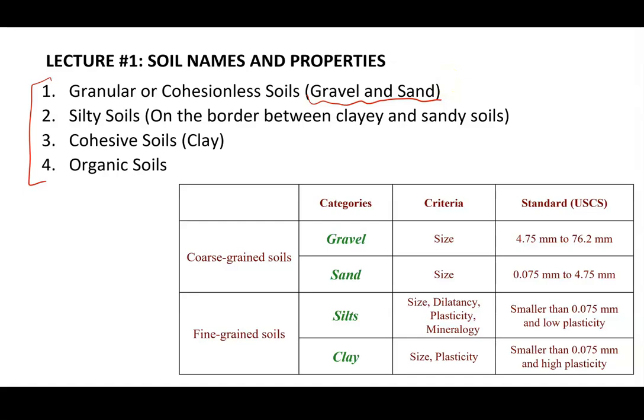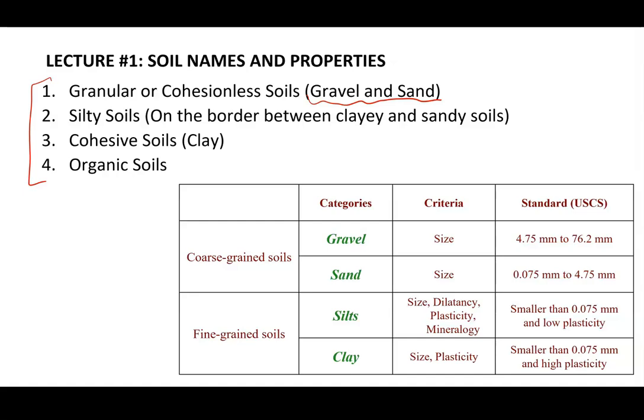The second name or category is silty soil, which is on the border between clayey and sandy soils. Then another group or category that we have is clay or cohesive soils. And finally, when we have organic soil.